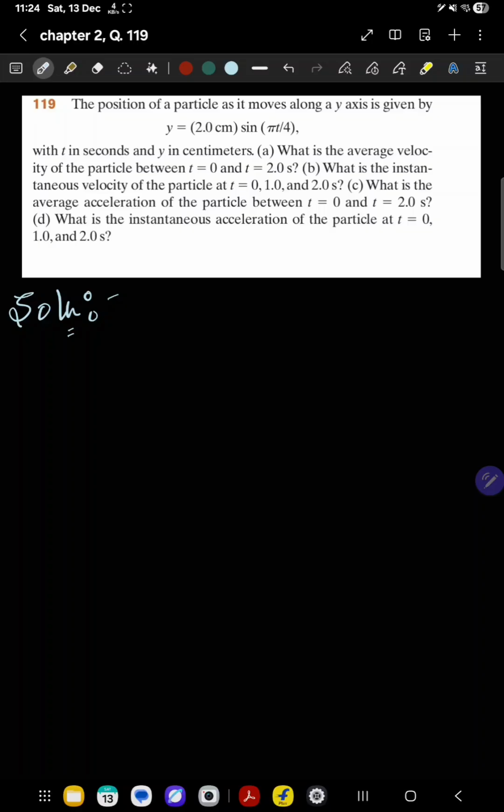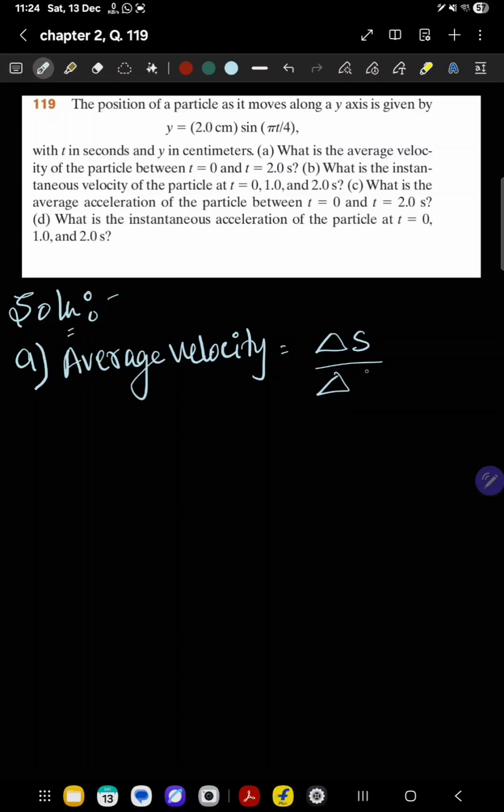Okay, so for the first part we know average velocity is nothing but change in displacement by change in time, right? So here y equal to 2 sine pi t by 4 is the displacement function. At t equal to 0 and at t equal to 2 seconds we just need to find the displacement value. So we need s at t equal to 2 seconds minus s at t equal to 0 seconds, divided by 2 minus 0.